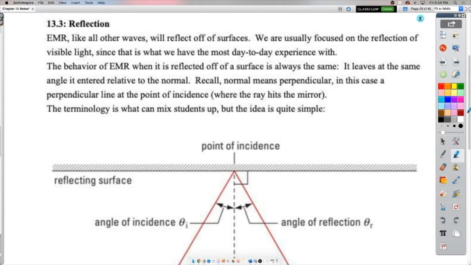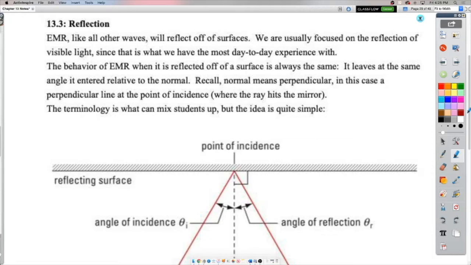Okay, so EMR, like every other wave, right? Remember, one of the properties of waves is that they can be reflected. Usually we're focused on the reflection of visible light. That's the type of light we can see, right? We have the most experience with that type of light. However, this reflection applies to all EMR, and this law that we're about to learn applies to all EMR. Of course, all laws that we're going to learn about EMR apply to all EMR, not just light.